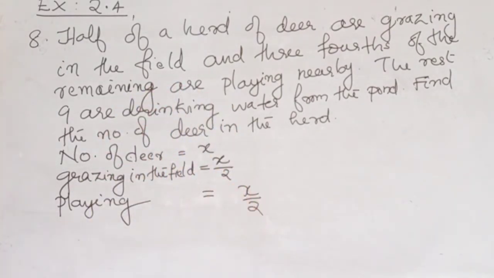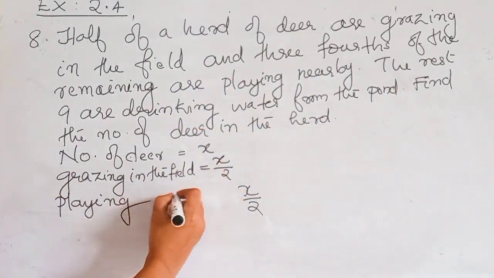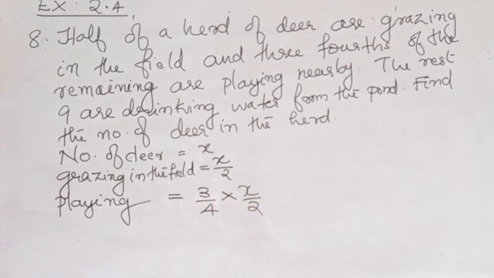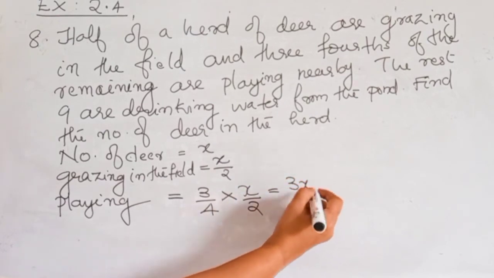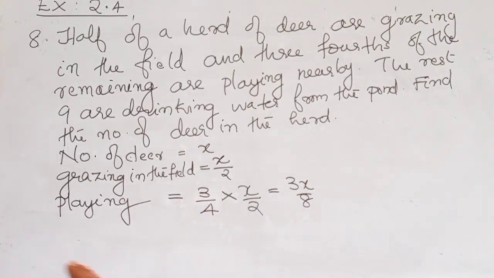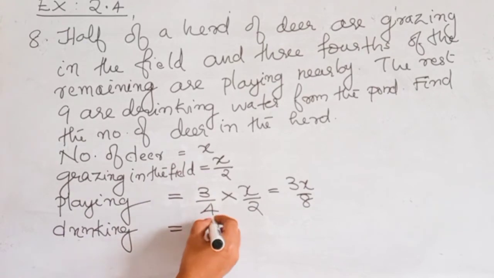So remaining half, among that 3/4 of the remaining. 3/4 means you need to write 3 by 4 of, which means into. So that means here 3x by 8. 3 into x is 3x and 4 into 2 is 8. So 3x by 8 are playing nearby. And now the rest 9 are drinking water. So how many are drinking water? 9.